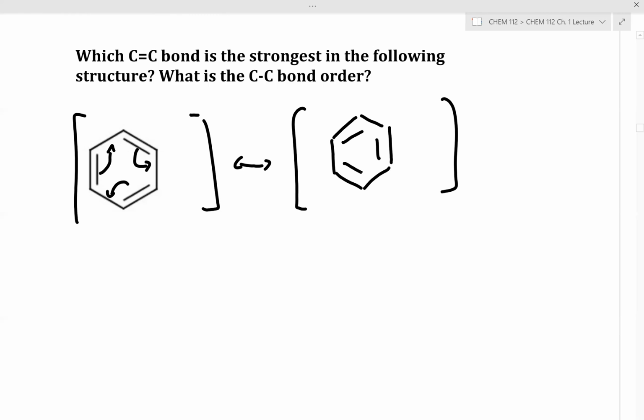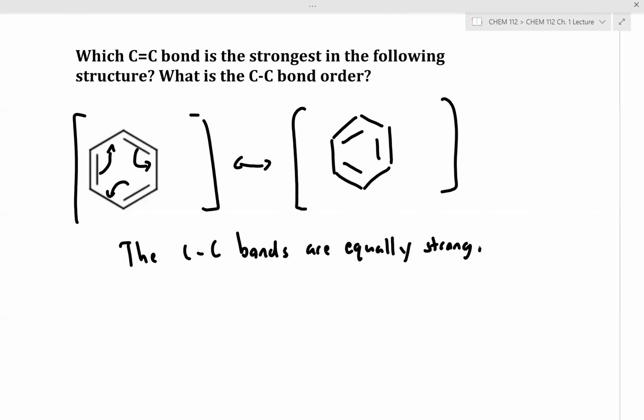Now, is there any difference between these carbon-carbon bonds, looking at both of these resonance structures? Are both of these resonance structures equally contributing? So are all the carbon-carbon bonds identical? Yes. So we can't really say which one's the strongest. They're equally strong. The carbon-carbon bonds are equally strong.